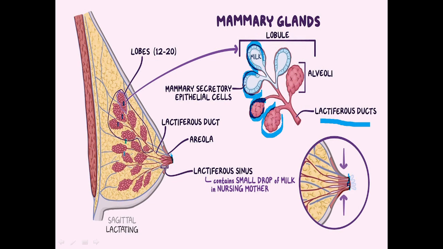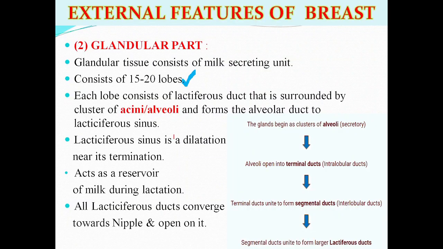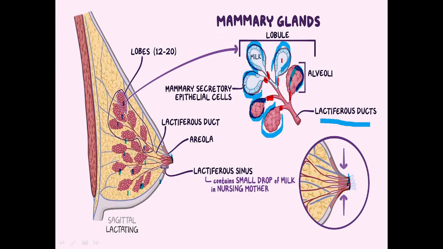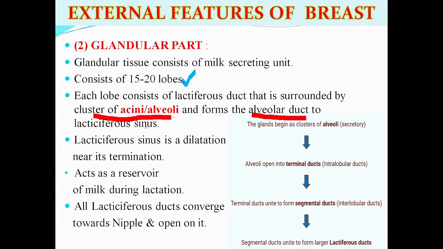In every one of the 15 to 20 lobes, you will identify the cluster of alveoli. All the alveoli will converge and form an important structure called what? The alveolar duct. Can you see the duct here? Every alveolus is ending with a duct, with smaller and smaller branching. So these are called alveolar ducts. They are surrounded by a cluster of alveoli and form the alveolar duct, for every segment of a lobe. Finally, they drain into the lacticiferous sinus. What is the lacticiferous sinus? It is a dilation at the termination.